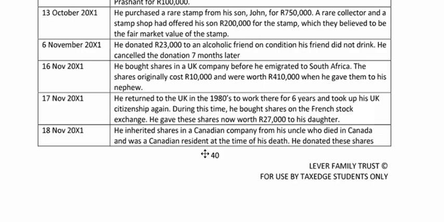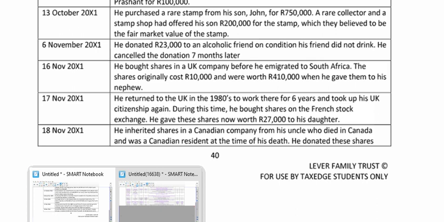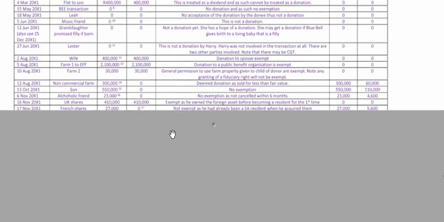Next one. It says he returned to the UK in the 1980s to work there for 6 years and took up his UK citizenship again. During this time, he bought shares on the French stock exchange. He gave these shares, now worth 27,000 Rand, to his daughter. Now, he's already been an SA resident there. So, because he's already been an SA resident, it's not exempt. Because the rule says that if you bought it prior to becoming a resident for the first time, then it's exempt. So this 27,000 will be subject to donations tax.